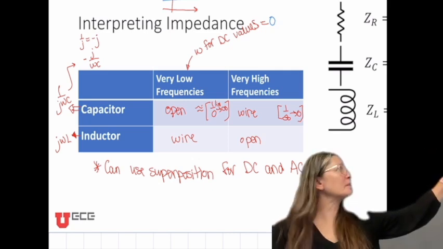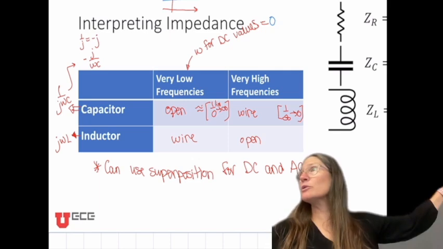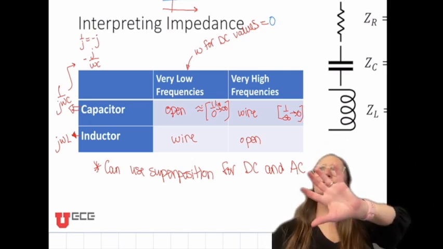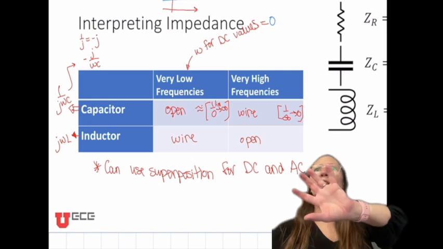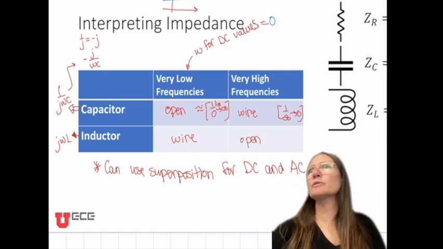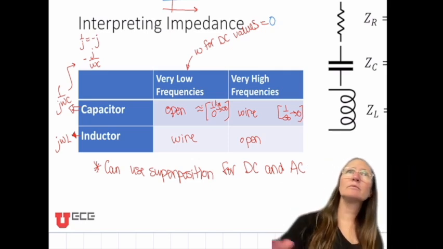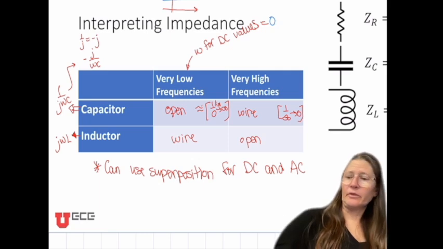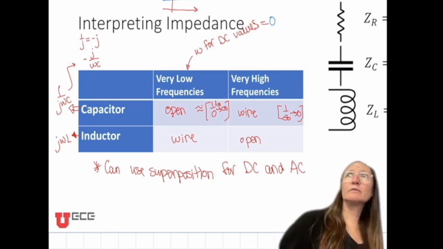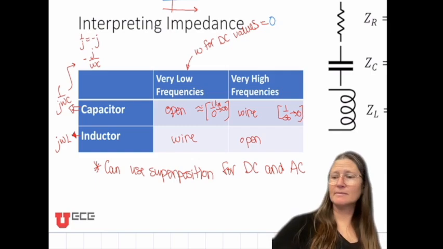Now for the AC portion, we're going to transform it into the frequency domain and solve the circuit in the frequency domain. Then we can add the two together. Okay? Does that make sense? And some yeses. Okay.